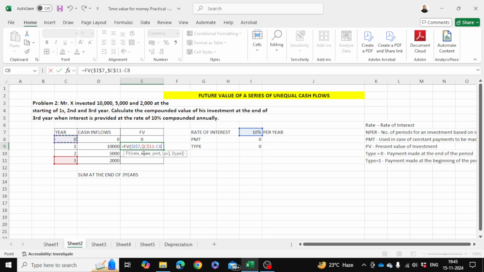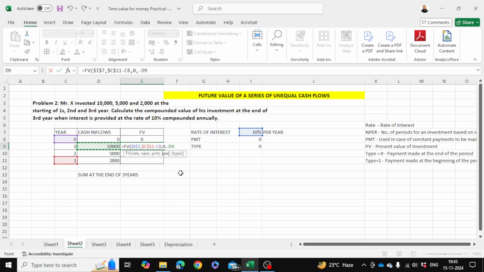C8 will change, C11 will be the same every time, but C8 will be C9 next time when you go to the second column, second row, and C9 to C10 when you go to the third column. So that's why I have taken 0 0 0, because I have to take this value here from this place. Okay, then PMT is 0. Then you are going to mention the PV again minus this thing, right?